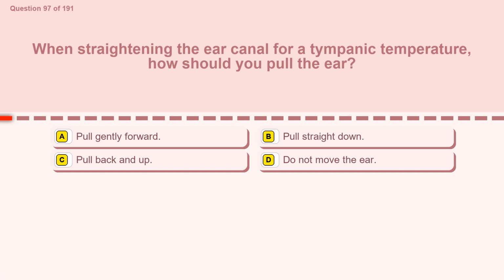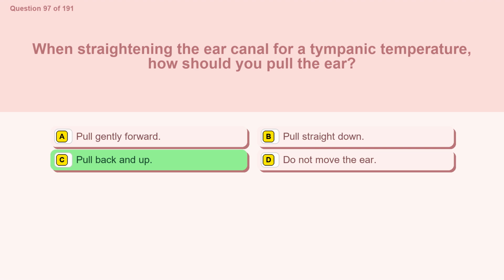Question 97. When straightening the ear canal for a tympanic temperature, how should you pull the ear? Option A, pull gently forward. Option B, pull straight down. Option C, pull back and up. Option D, do not move the ear.